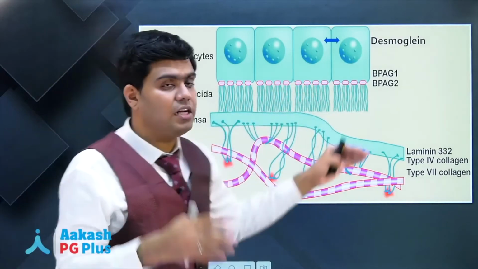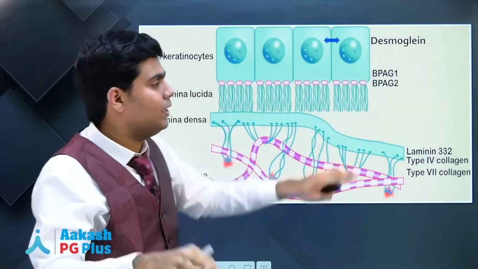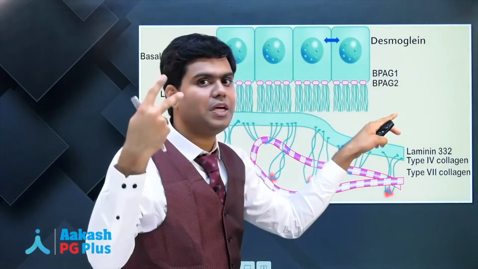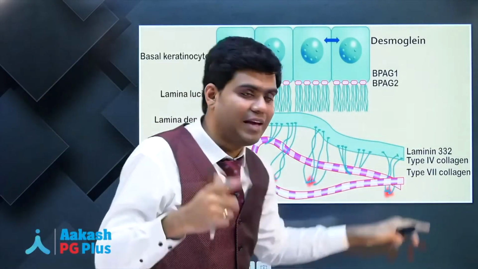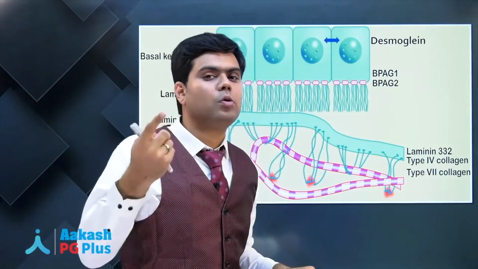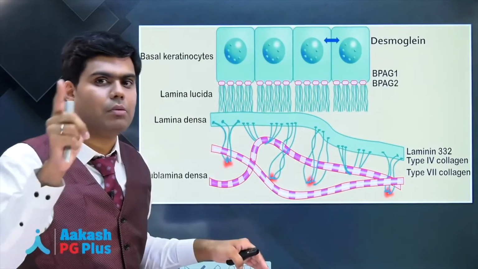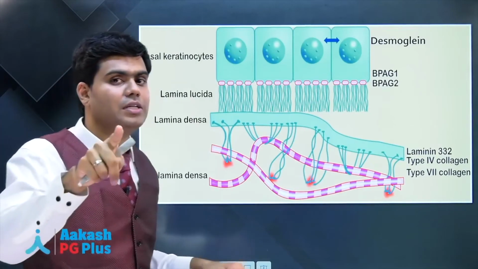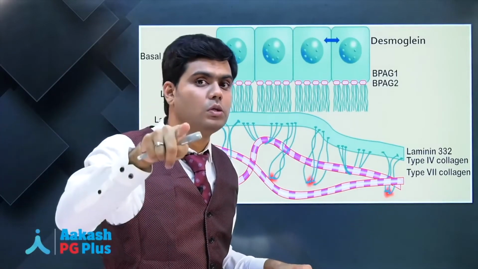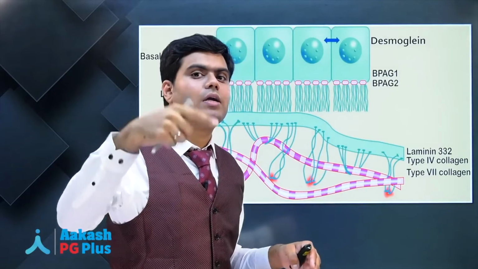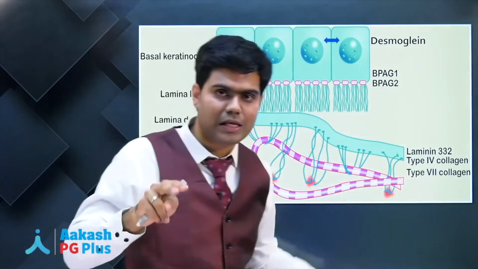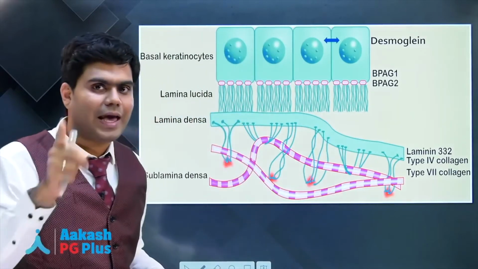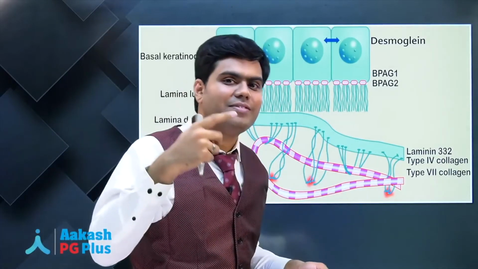And what else do we have at the dermoepidermal junction? We have the hemidesmosome. In that we have BPAG1 and BPAG2. One more important molecule here is type 7 collagen. So type 7 collagen is also present in the dermoepidermal junction. And what was the disorder that was associated? Epidermolysis bullosa acquisita and epidermolysis bullosa dystrophic. So two disorders that are associated with type 7 collagen are EB dystrophic and EB acquisita.